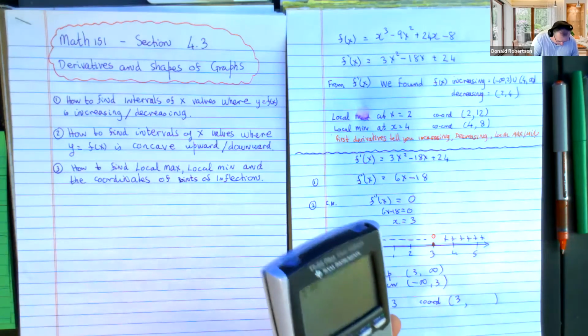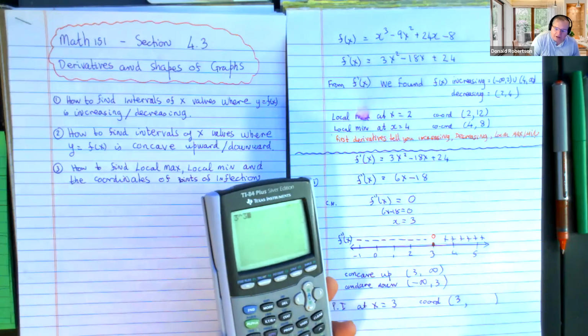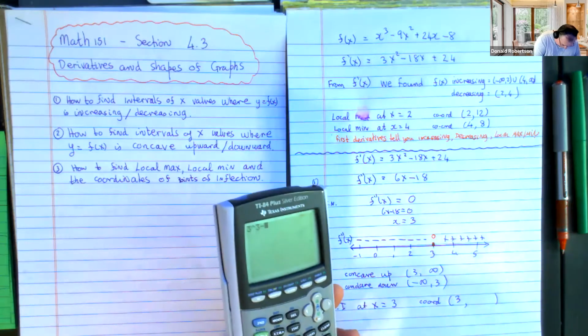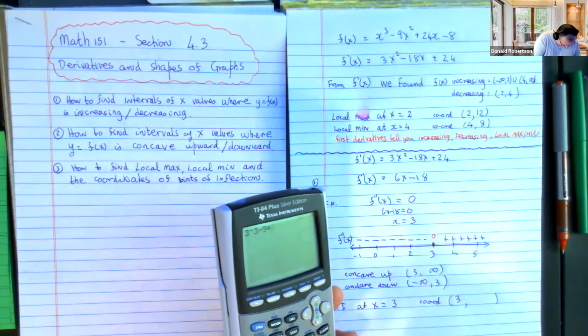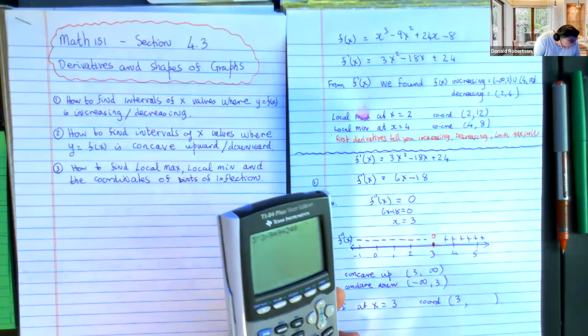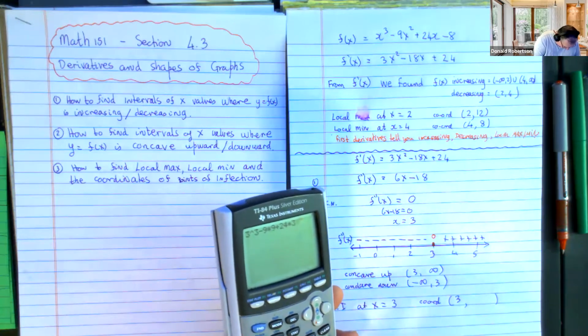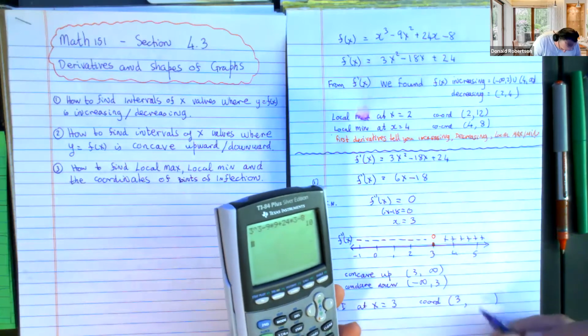So I'm doing it slow because I can't type very fast. There's the first guy. Take away 9 times 3 squared. Well, I'll do that in my head. Plus 24 times 3. And then finish with take away 8. And so the answer is 10.